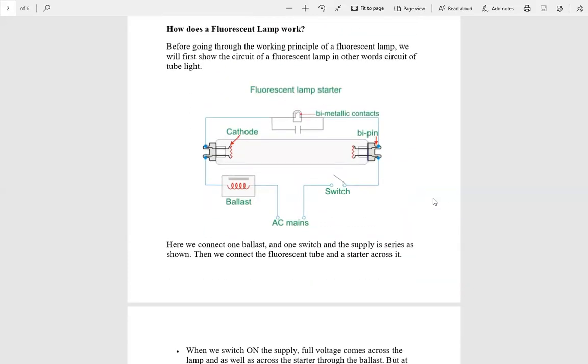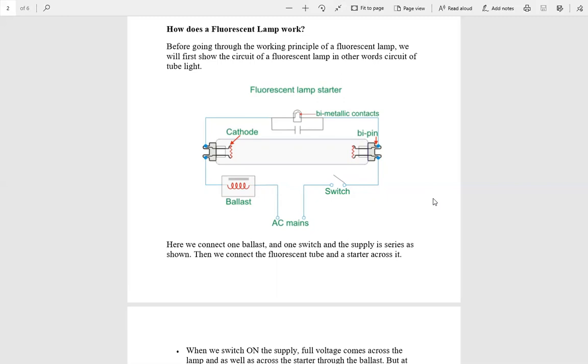Now, when we switch on the supply, full voltage comes across the lamp and as well as across the starter through the ballast. But at that instant, no discharge happens. That is, no lumen output from the lamp. At that full voltage, first the glow discharge is established in the starter.